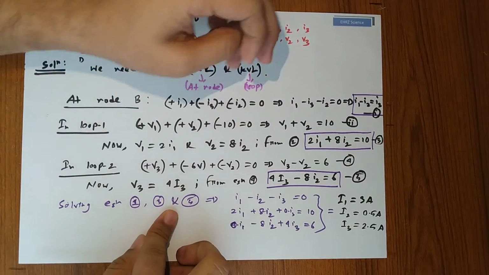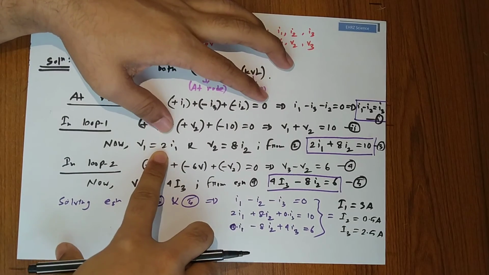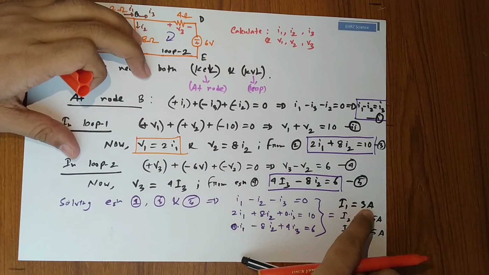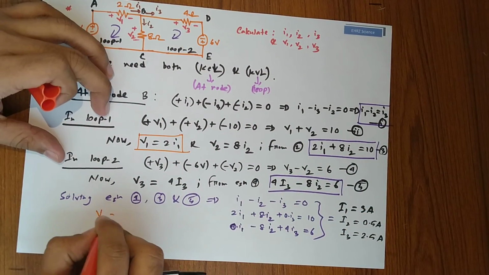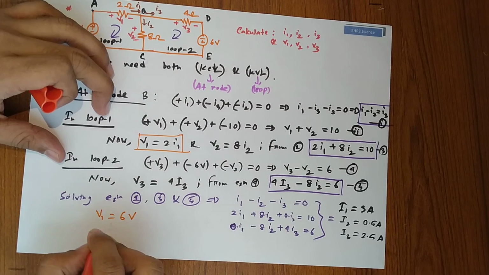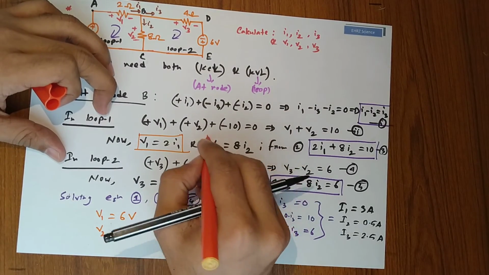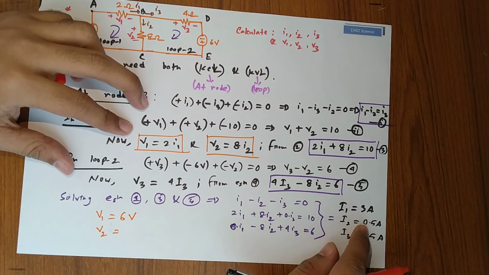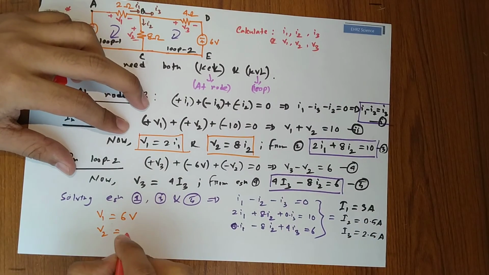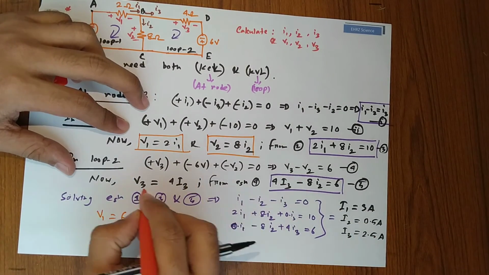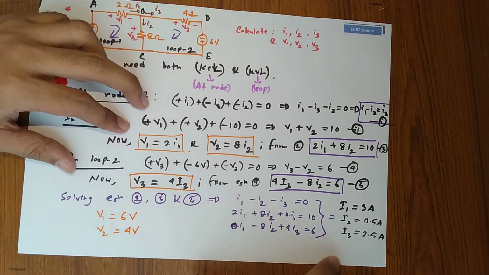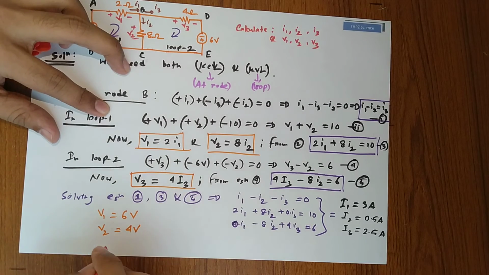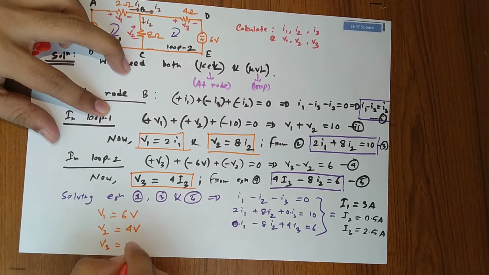Now, what is V1? We know that V1 is 2I1. The value of I1 is 3, so V1 is 2 times 3, which is 6 volt. What is the value of V2 then? V2 is 8I2, so 8 times 0.5, which means 8 times half, which is 4 volt. And the value of V3: we know the value of I3 is 2.5, and 2.5 times 4 is 10, so V3 is 10 volt.